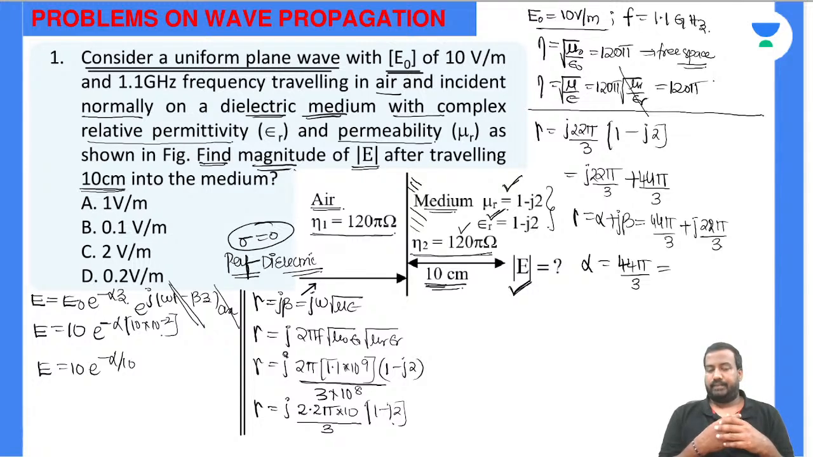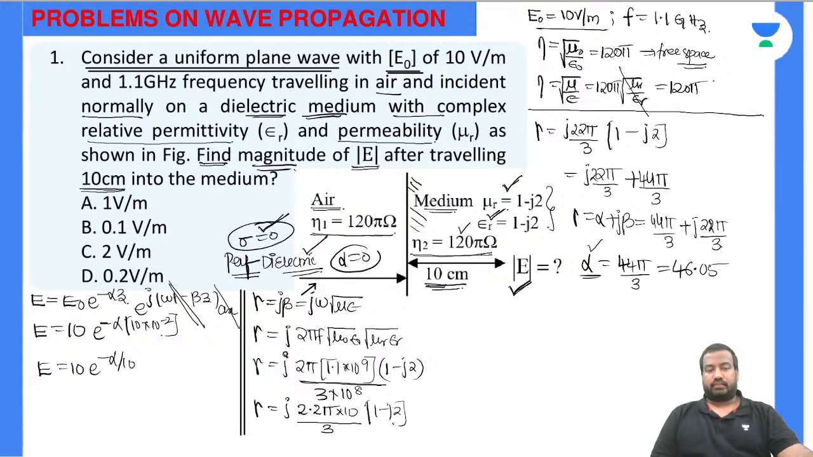Yes. What is the answer? 46.05. 44 pi by 3 is 46.05. That's the value of alpha. But I got a doubt here. We are getting attenuation alpha here. But if you remember, we started with sigma is 0. We consider it as a perfect dielectric. Therefore, alpha is 0. We started our discussion with alpha is 0.